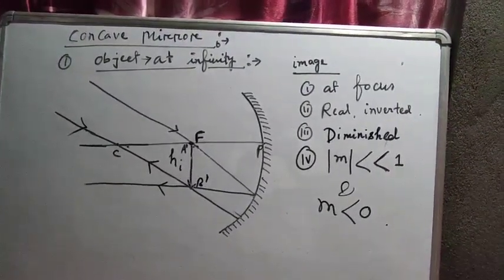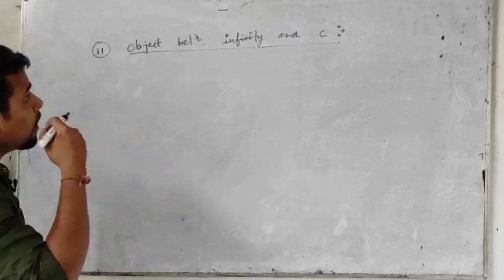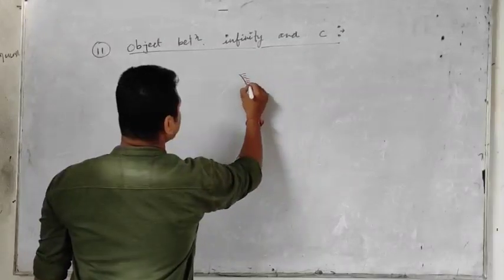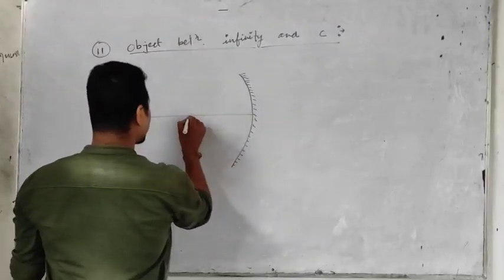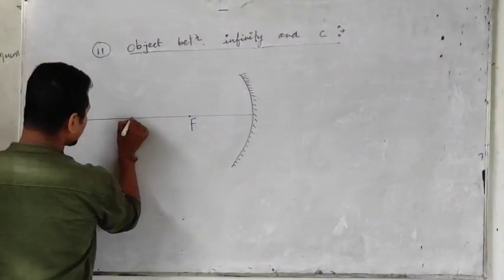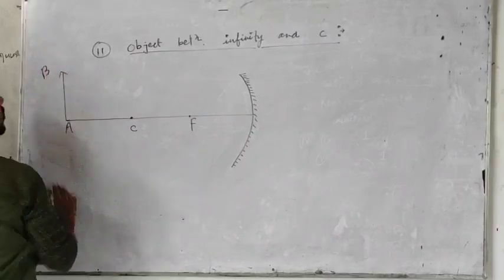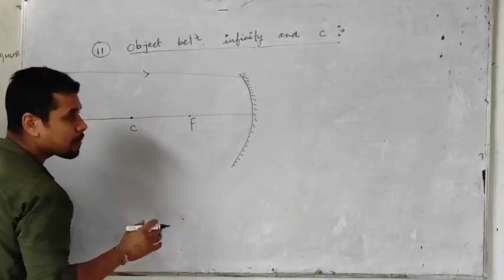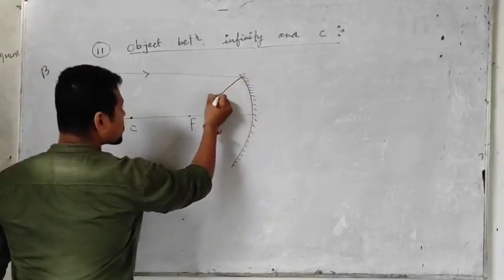Okay, so let's continue. Next, if we place the object between infinity and C, then what happens? Suppose this is the focus, then the center. Now we have placed the object somewhere between infinity and the center of curvature. A ray parallel to the principal axis will pass through the focus.